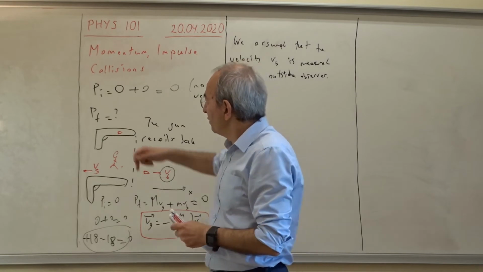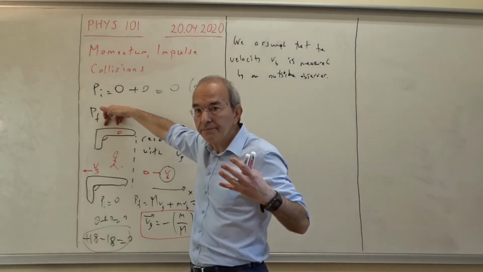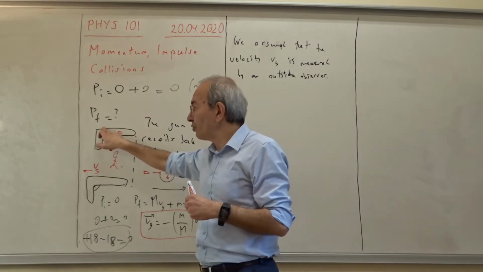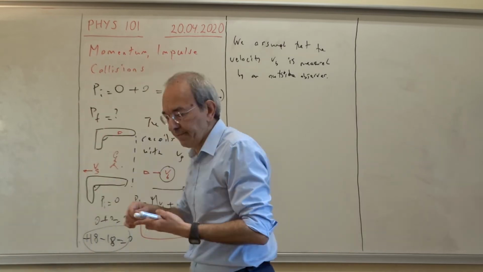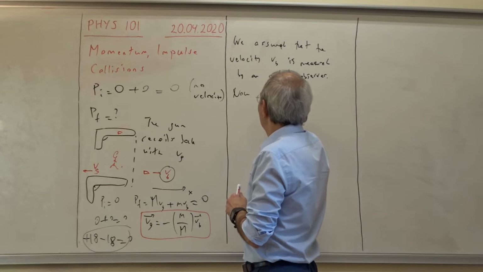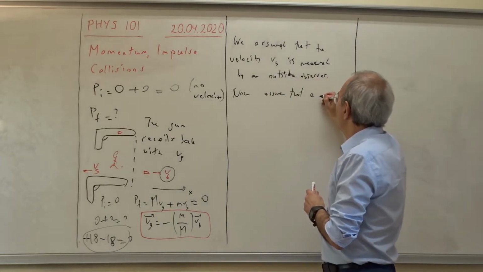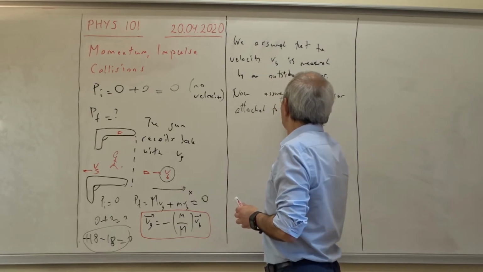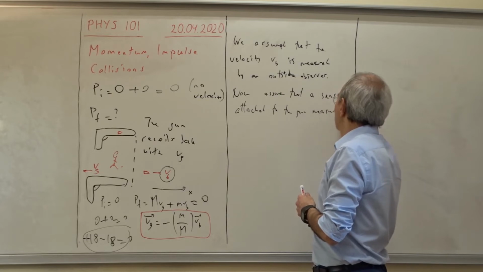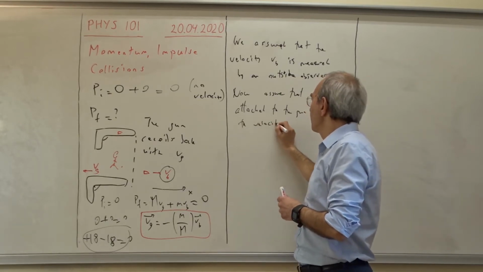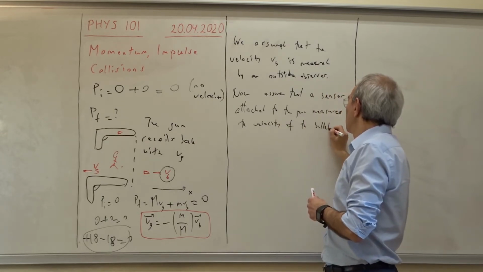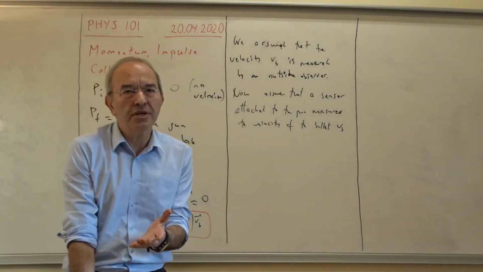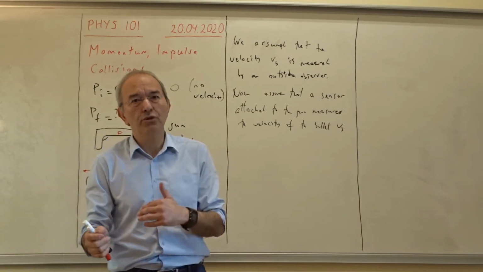Assume that there is a measuring device here, a camera for instance, attached to the gun, and the velocity of the bullet is measured with respect to this device. Now there's a slight change. Now assume that a sensor attached to the gun measures the velocity of the bullet VB. So VB is not measured by an outside observer who is standing at rest. It's an inertial frame. Remember, inertial means there's no acceleration. Maybe velocity, but no acceleration.